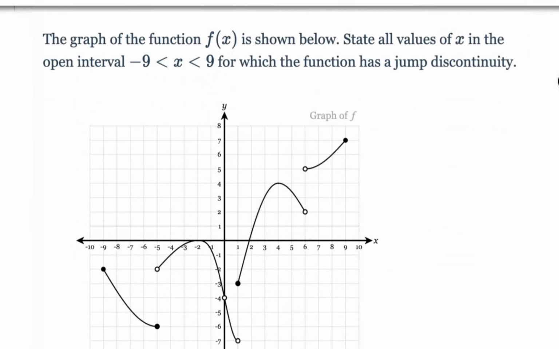So let's do the same thing. I'm gonna pause right here, or you're gonna actually pause right here and answer this question. Identify all x values that have a jump discontinuity. Okay, so hopefully you did that. Your jump discontinuities are gonna be at -5, +1, and +6.